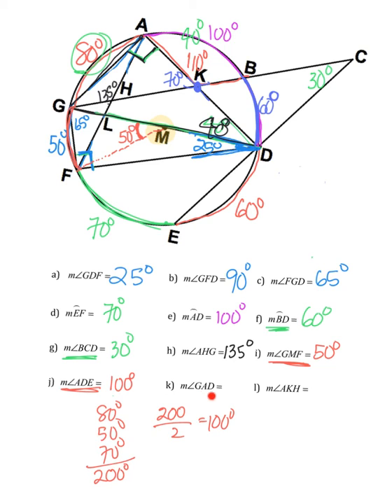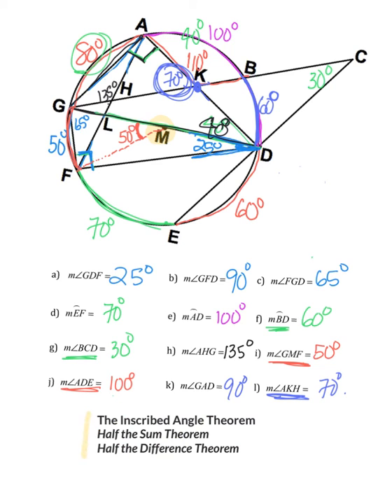The last two questions have been found already. GAD. GAD, as we know, is 90 degrees because it intercepts a semicircle, and therefore this is 90 degrees. And finally, AKH. AKH, we know, we found it a while ago to be equal to 70 degrees. And that's all, folks. As a summary, we use three important theorems here, okay?